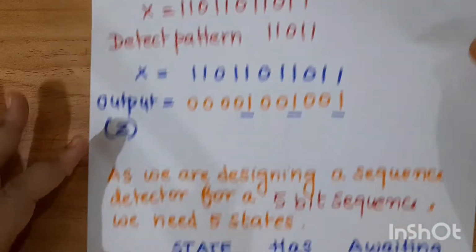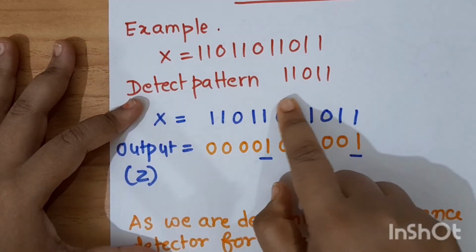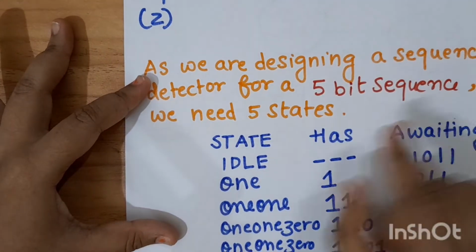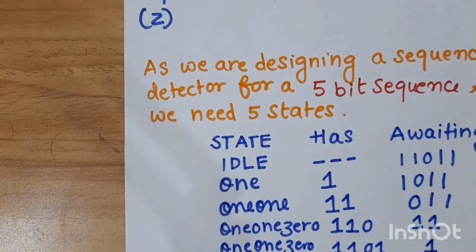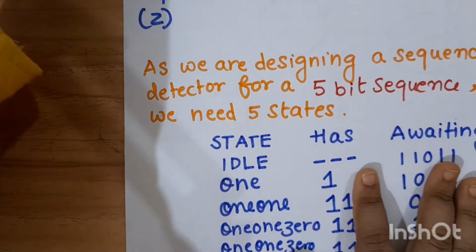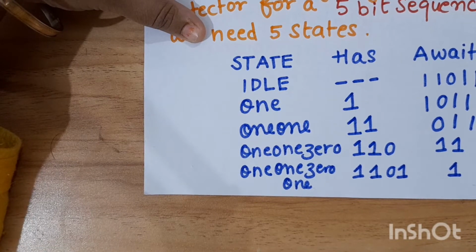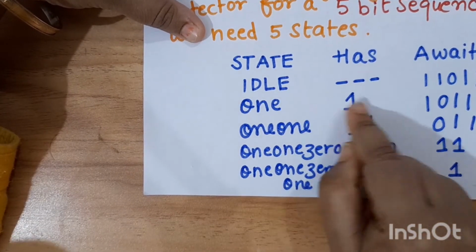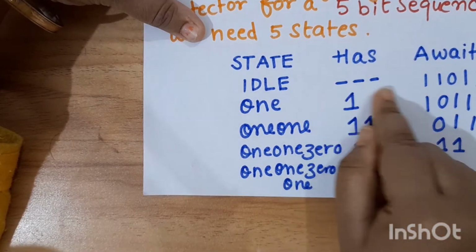Now, as we are designing a sequence detector for a 5-bit sequence, you see the detect pattern is of 5 bits. So for a 5-bit sequence, we need 5 states. So the finite state machine will have 5 states. First state is the idle state. Idle state means we have not got any bit of the detect pattern. We have not got the first bit of the detect pattern in the input sequence. So I have put all dashes here.